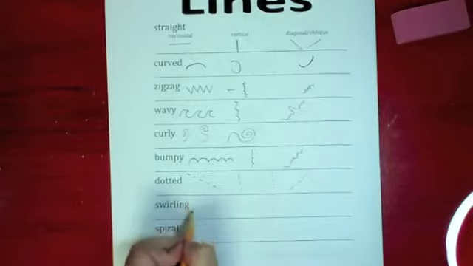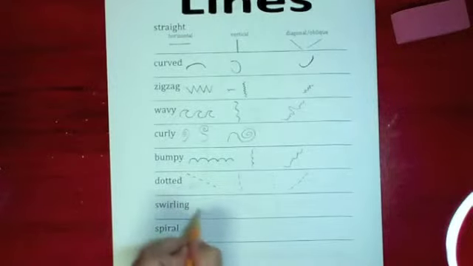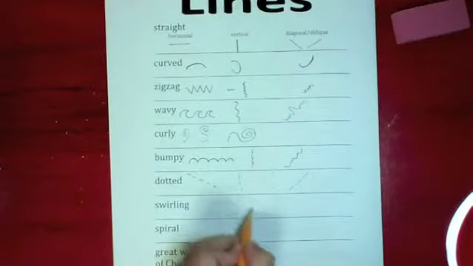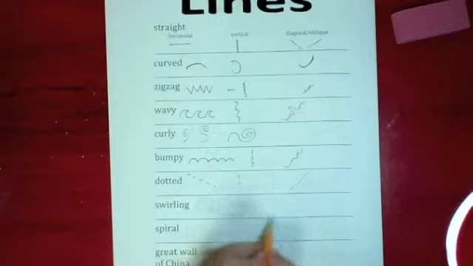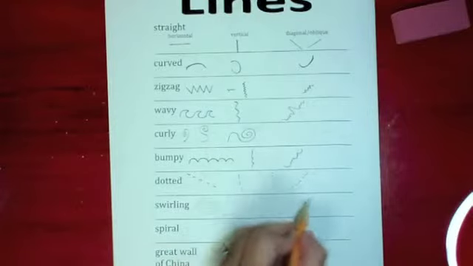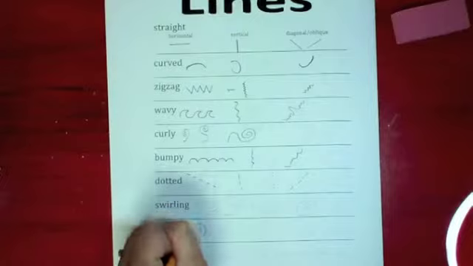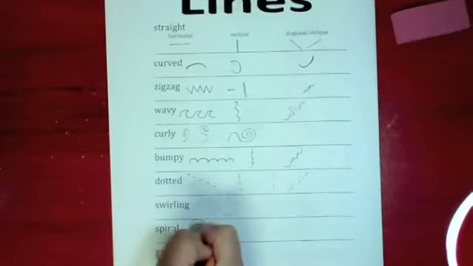Swirling. Very similar to curvy, but I think of like Starry Night. Spiral. Again, very similar. I think of a seashell though when I think of a spiral.